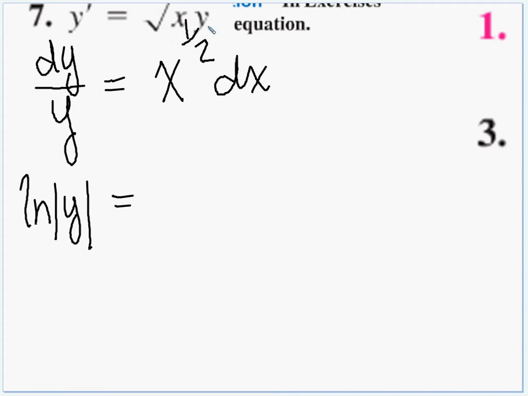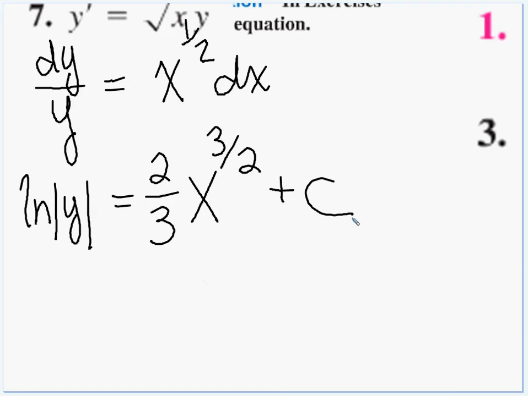And then over here, x to the half, we're going to raise that power by 1 to the 3 halves, and divide by the new power 3 halves, bring it up, flip and multiply, 2/3. And then over here, we'll put on our plus c. Now, just like the last one, to get rid of this natural log, we base it on e. Remember, e to a positive exponent is going to be positive in the first two quadrants, so we can drop the bars here, and we'll have y equals.